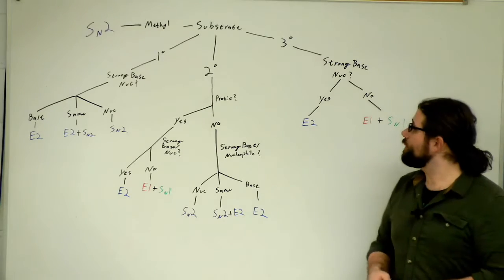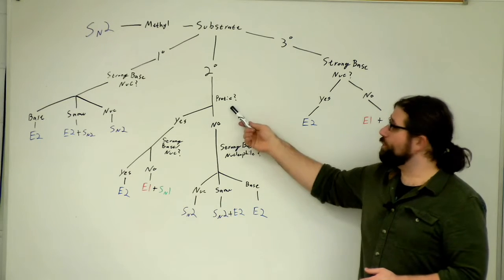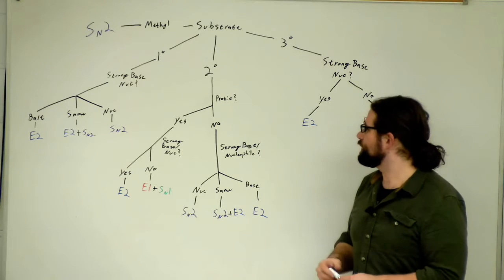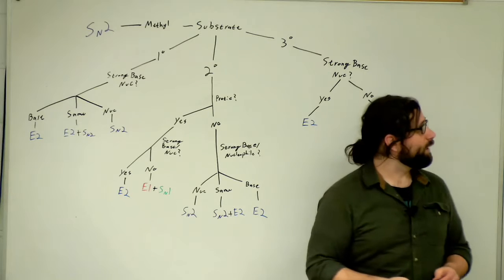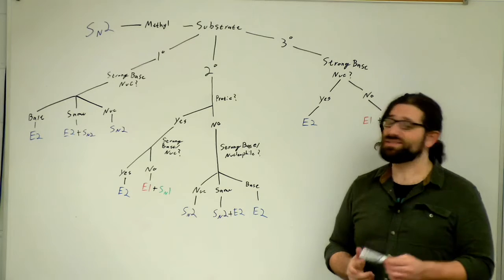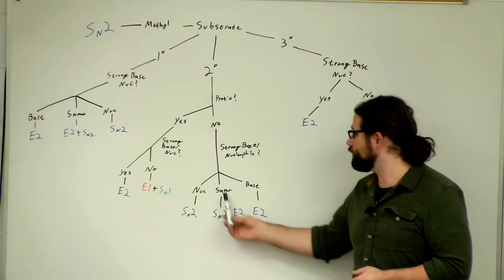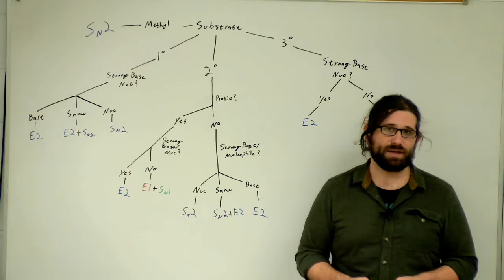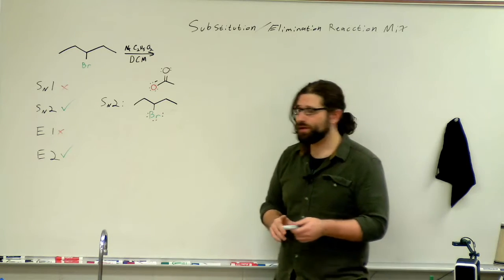So looking at this, I'm going to have a secondary substituted substrate. Am I protic? I am not. DCM is an aprotic solvent. So no. Is this a strong base or a strong nucleophile? Well, acetate is going to be both. It's going to be both a strong base and a strong nucleophile, so we're going to get both the Sn2 and the E2 reactions. Got the start of my Sn2 reaction set up here.